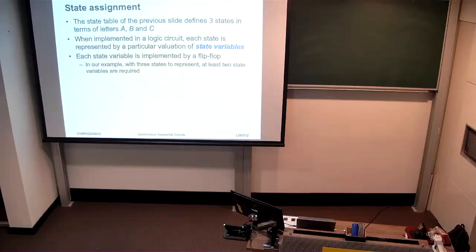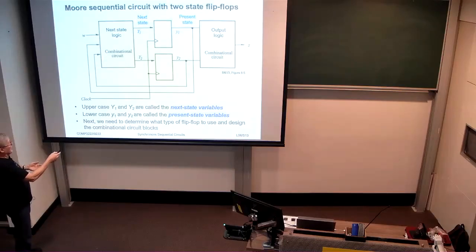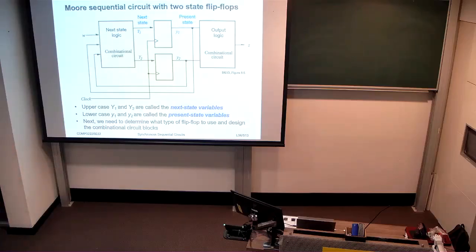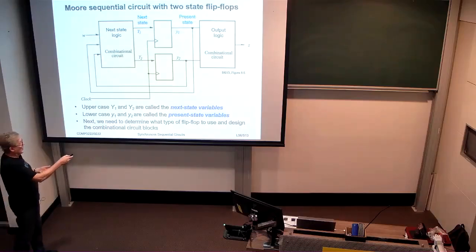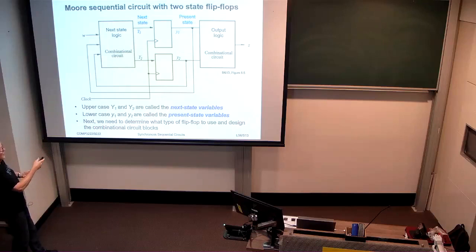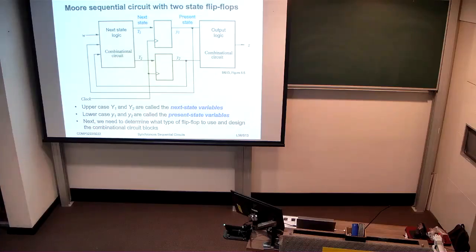So we have our state variables, which give rise to the next state of the flip-flops, and the present state of the flip-flops is given by the lowercase version of these state variables. They're what determine the next state based on the next state logic, and also the output of the system based on the output logic. All right? So conceptually, we know that if we've got 3 states, we need 2 state variables, therefore we've got to have 2 flip-flops.